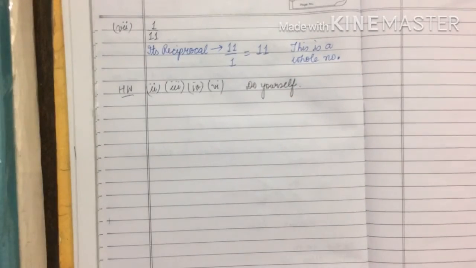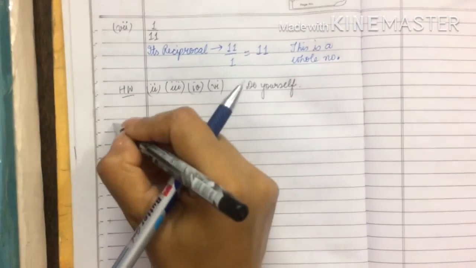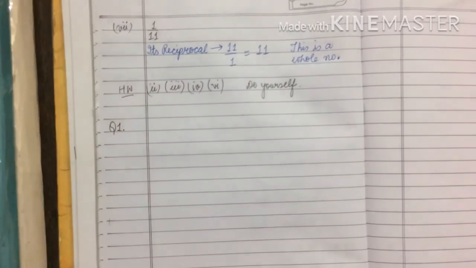If you want, you can do these parts now before you proceed with the next part of the video, or you can do the homework after the classwork. Now we know how to find out the reciprocal. Now, with the help of the reciprocal, we will learn how to carry out the division of fractions. So now we are doing question number 1 of the same exercise.